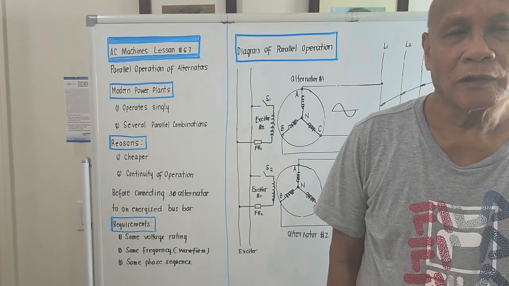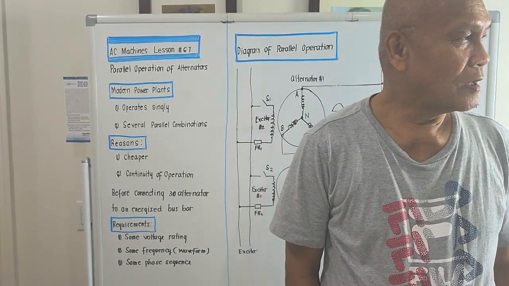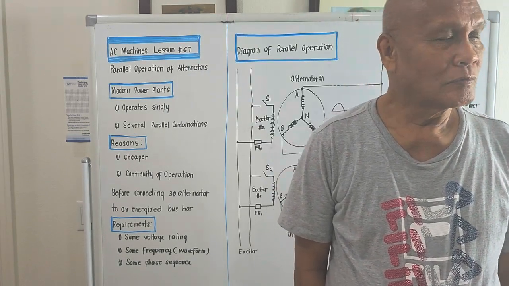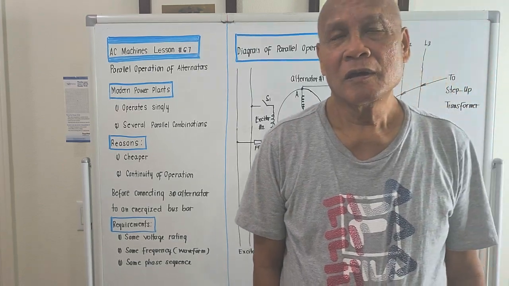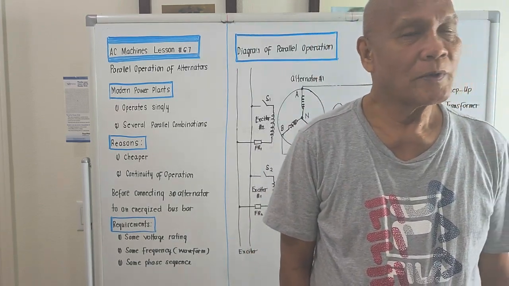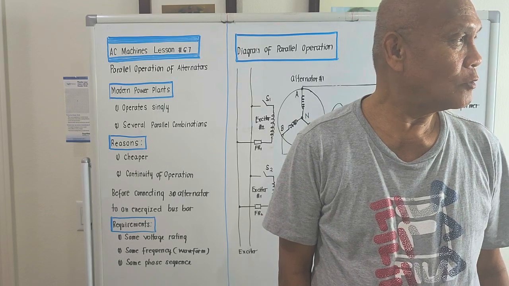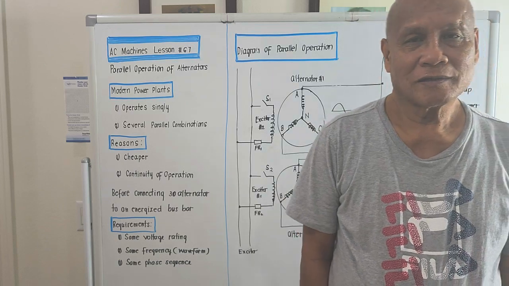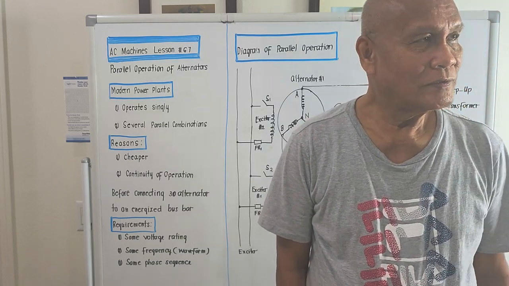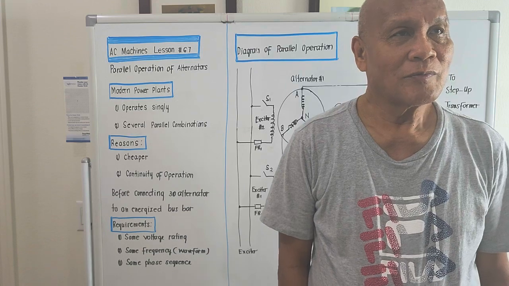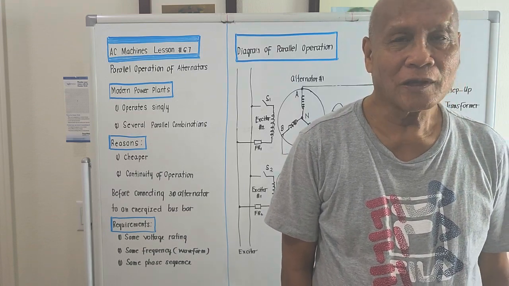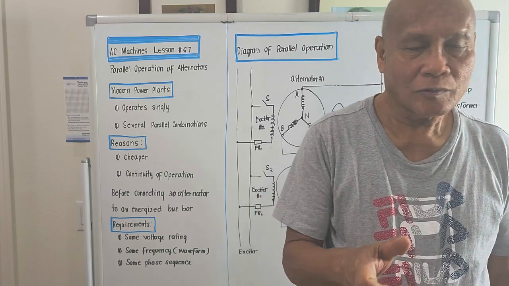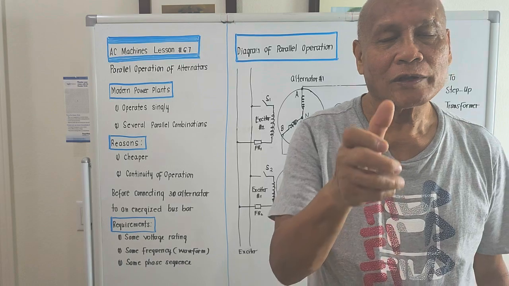parallel operation of alternators. These are the connections made by utility companies to supply us power. Their alternators are actually operated in parallel because if you try to operate it singly, there comes a time that that alternator might be damaged. So it's a must that they operate alternators in parallel for the importance of the so-called continuity of service. Okay, let's proceed.